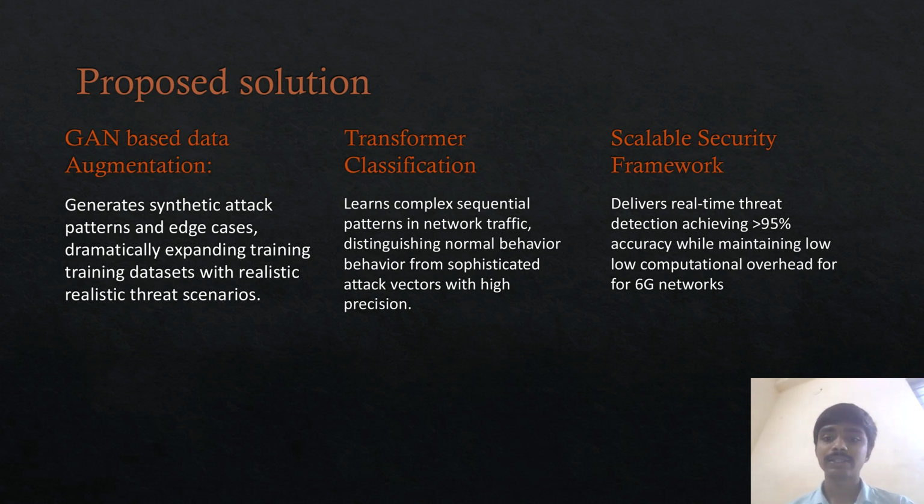And the second one, the transformer classification. The transformer learns patterns in the network traffic, and it is used to detect whether the traffic is behaving normal or attack. And the third one, the scalable secure framework. It ensures the system works in a real-time 6G environment, and the model achieves over 95% accuracy. At the same time, this keeps computational cost low.